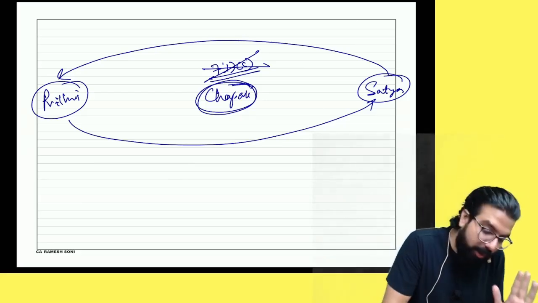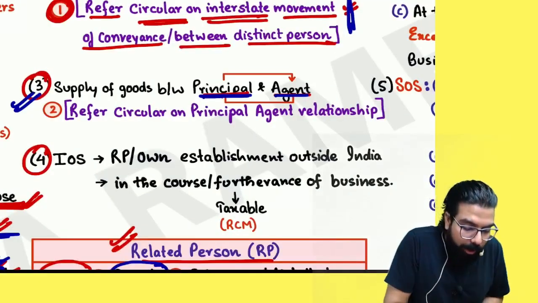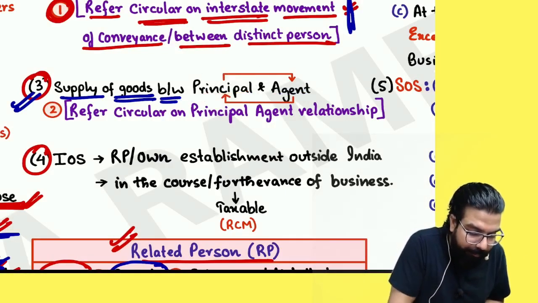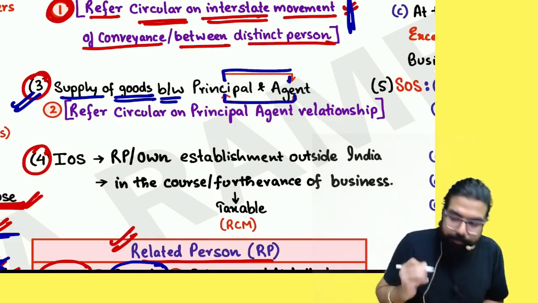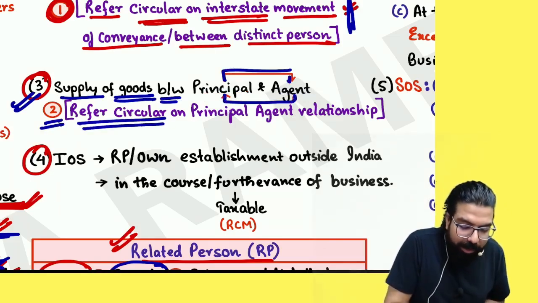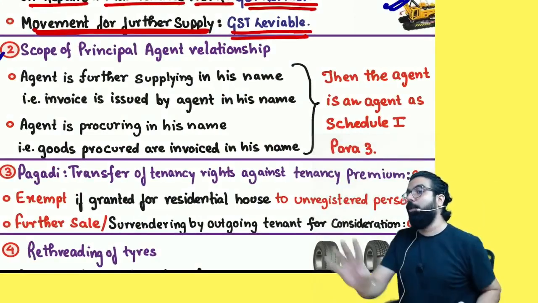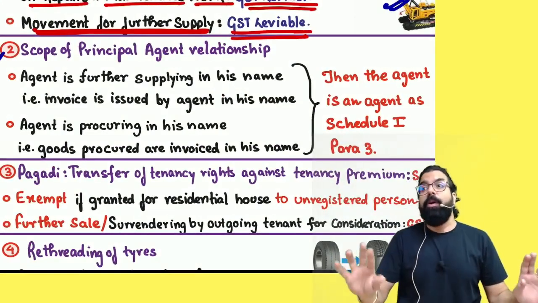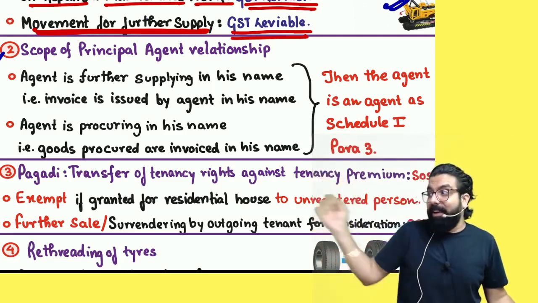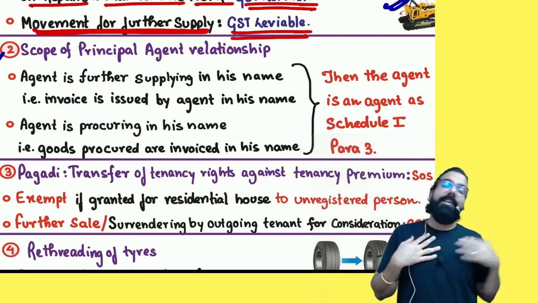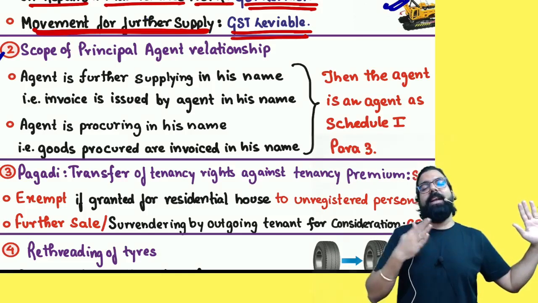Shall I explain again or is everyone 100% clear? So whenever there is a supply of goods between principal and agent or agent to the principal, both ways I have drawn, see? Principal to agent or agent to principal, there is a circular. Refer to the circular on principal-agent relationship. This circular is something which I have already told you. The circular says, to identify whether there is a sale between principal and agent, you have to see one thing. What will you see, everyone? Further sale invoice is in the name of the agent.